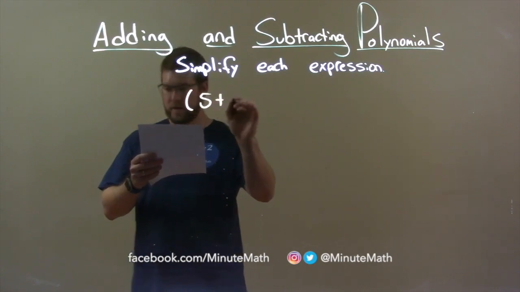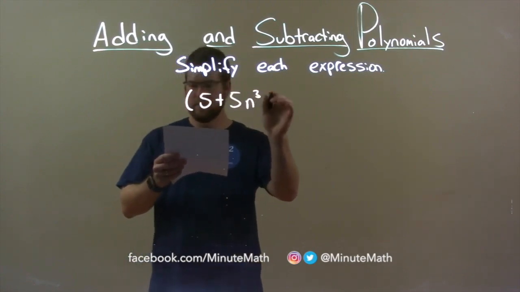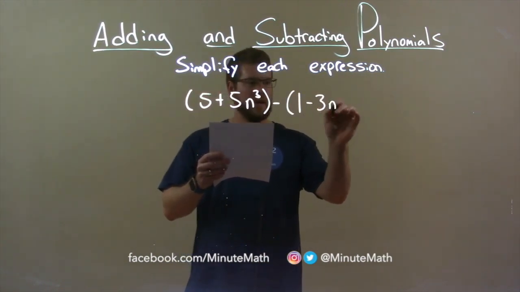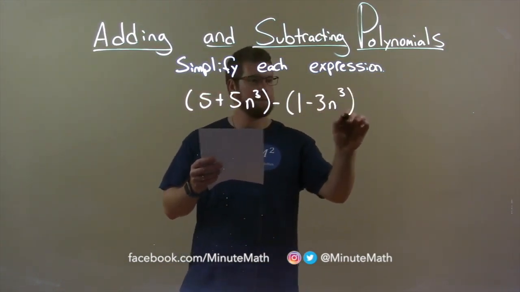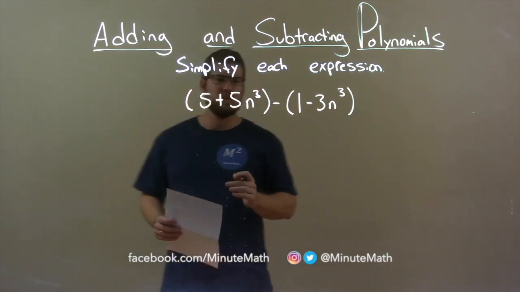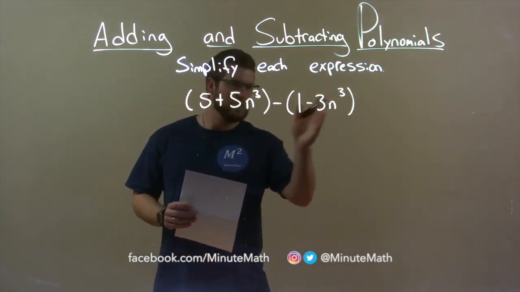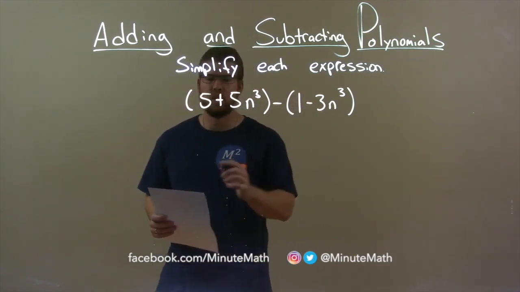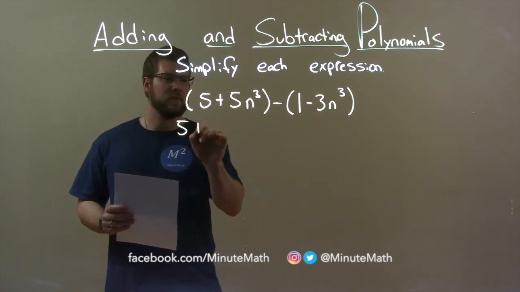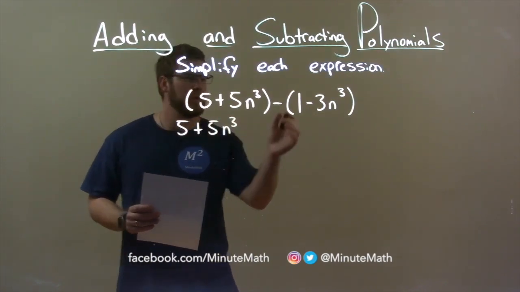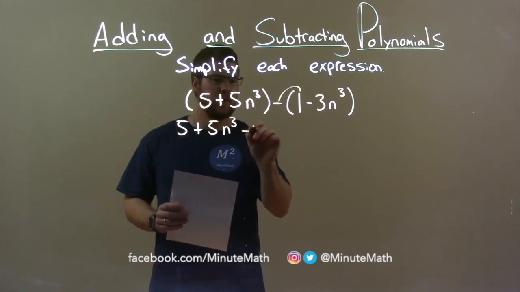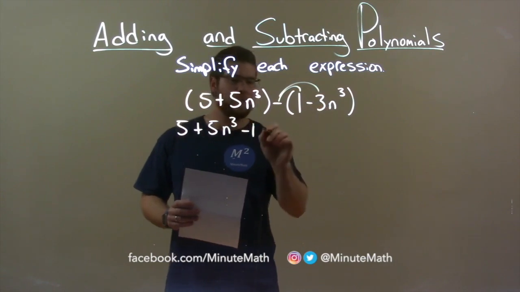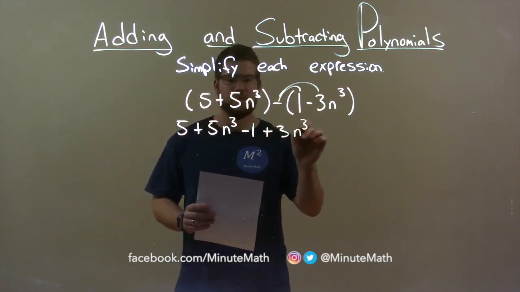5 plus 5n to the third minus 1 minus 3n to the third. Okay? Well, first thing I like to do is distribute this minus sign to the second parenthesis. There's nothing within each parenthesis that we can simplify, so we can rewrite this now as 5 plus 5n to the third. Now when we distribute the minus sign, we have a minus 1, and then the minus again to a minus 3n makes that a positive 3n to the third.